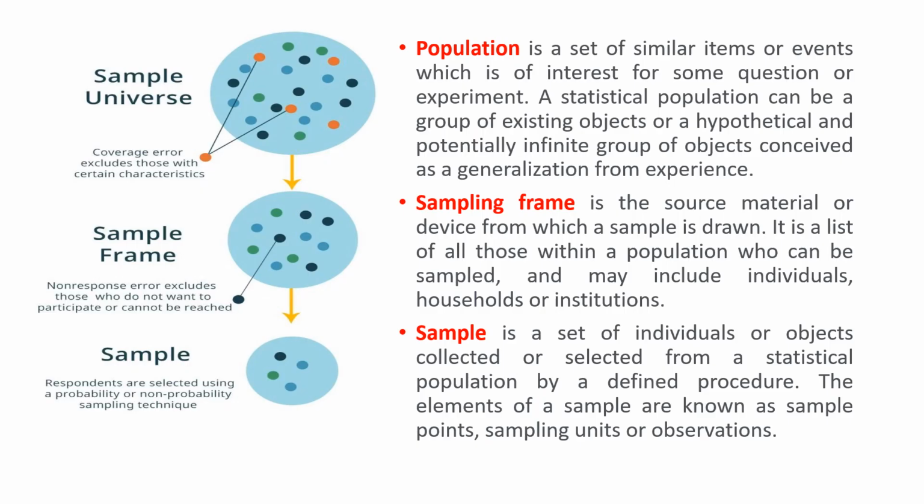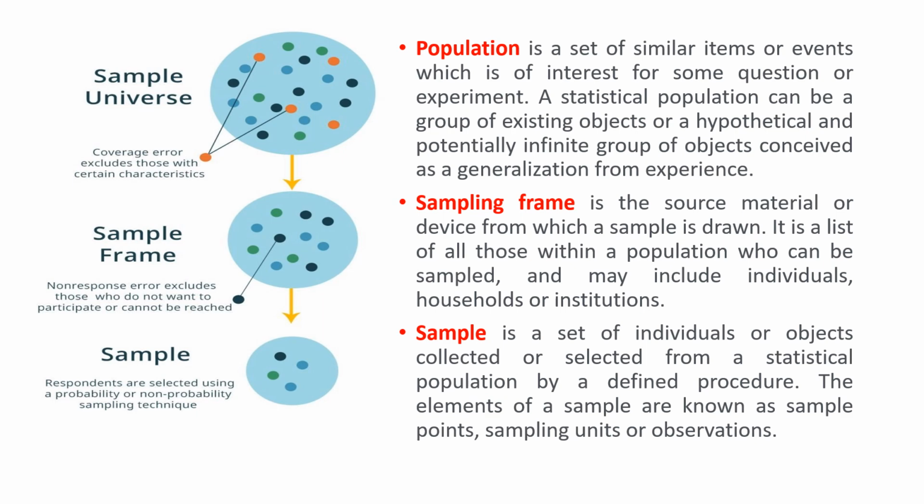So if you look at the sample universe, the top circle, it is the population, which is a set of similar items or events which is of interest for some question or some hypothesis that has been generated. A statistical population can be a group of existing objects or a hypothetical and potentially infinite group of objects conceived as generalization from experience.